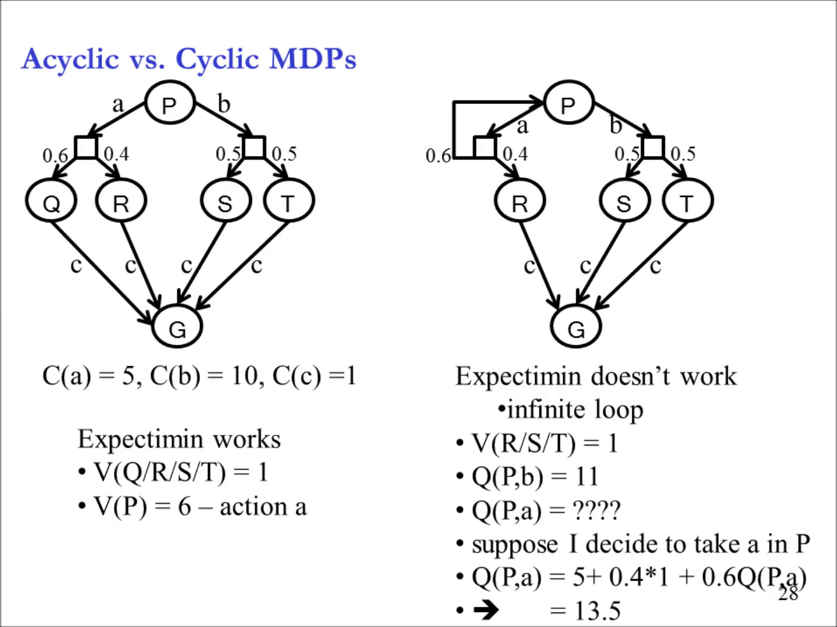So the cost of taking B in P is 11. The cost of taking A in P is not clear here. So is it 13.5? Yeah, of course. It's not very hard because initially I'm going to pay a cost of 5, plus with some probability I'll get to the goal and with some other probability I'll come back to the same state, which is the recursive definition, and so you get QPA to be equal to 13.5.